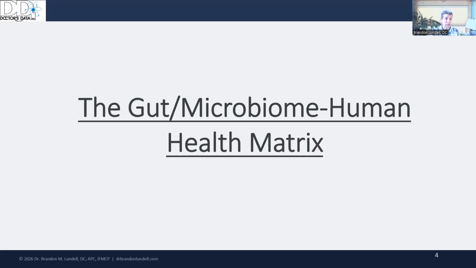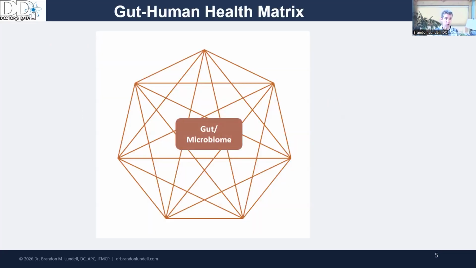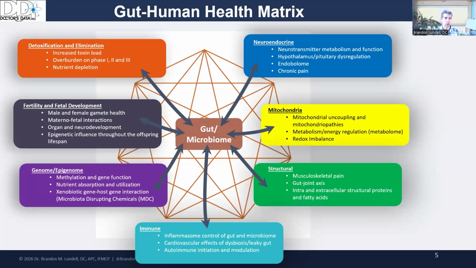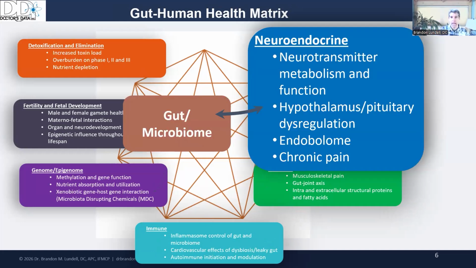So just briefly, my version of the gut microbiome human health matrix, showing why the gut microbiome is central to human health. We have all of these endpoints: the gut neuroendocrine system. The gut affects neurotransmitter metabolism, the hypothalamus, the pituitary, and what we call the estrobolome, which is how our hormones are metabolized and how they enter recirculation. Even chronic pain is regulated through the gut, hypothalamus, pituitary, and brain axis.